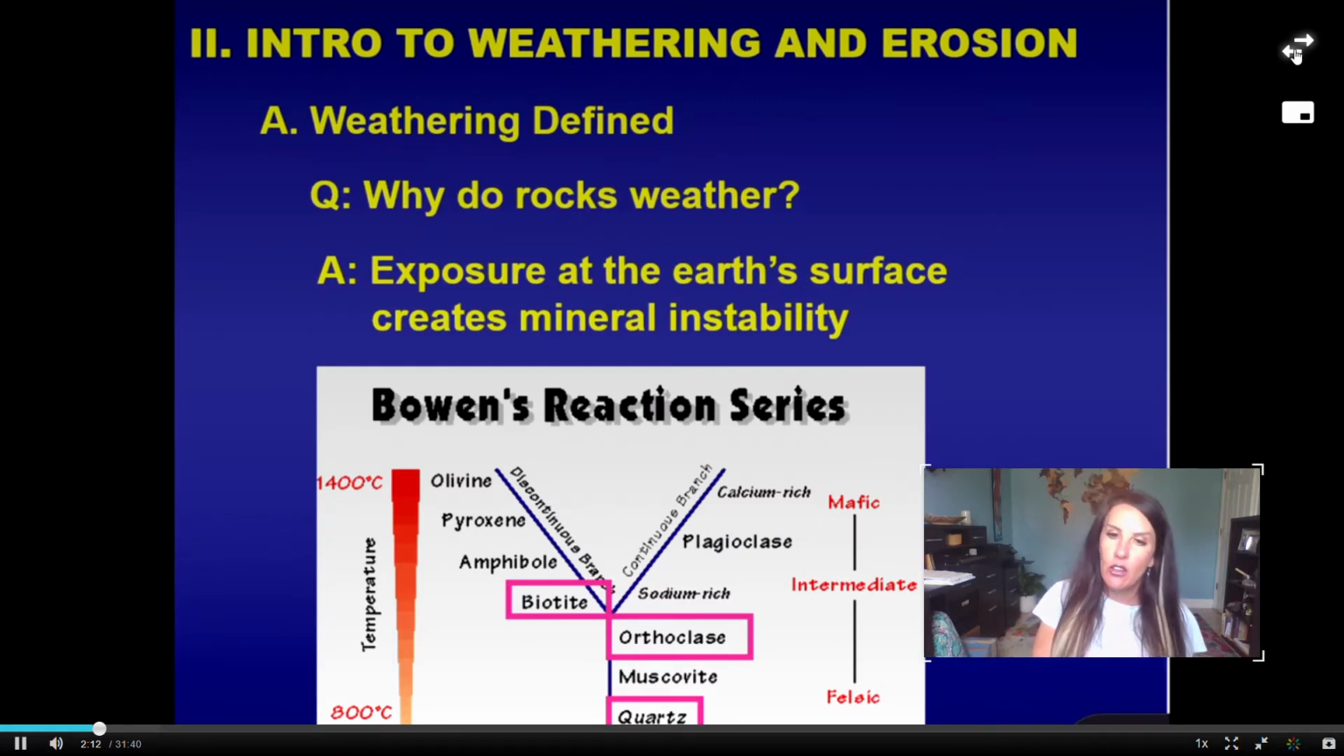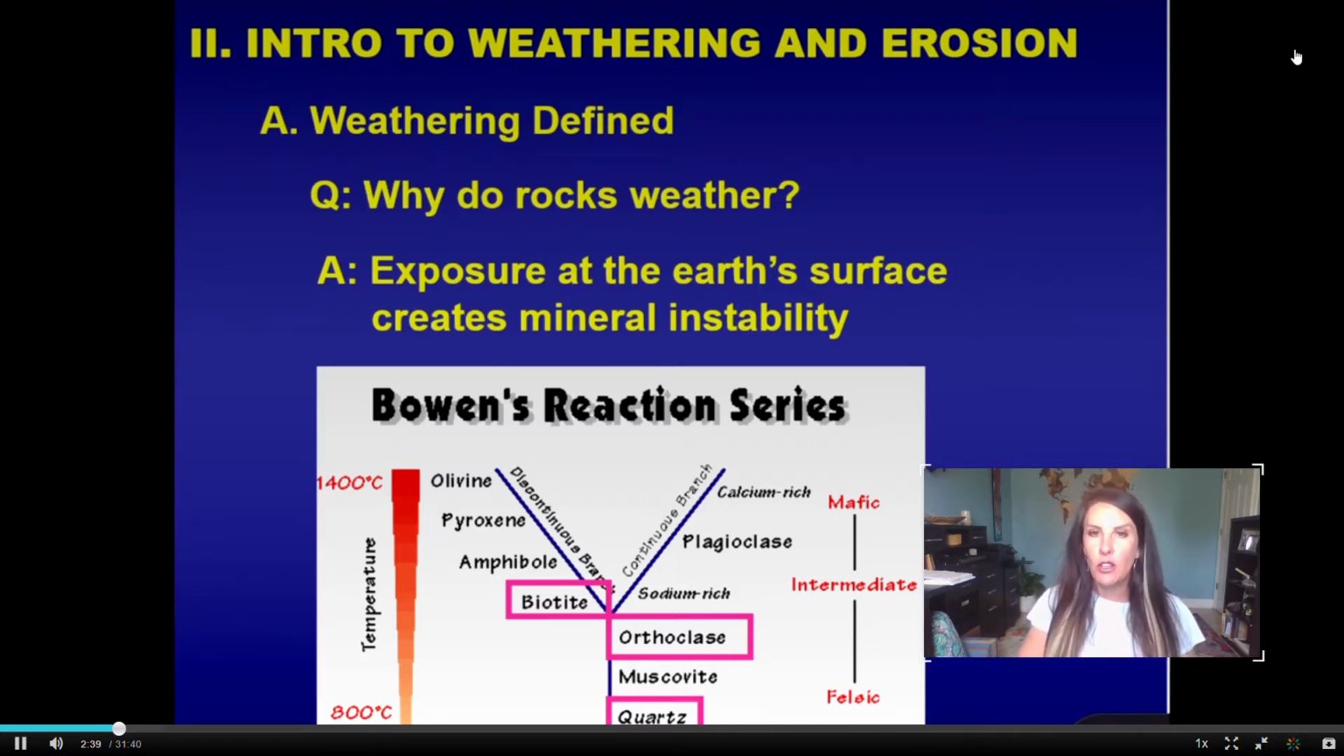So when we look at a body of granite, for example, we now understand that granite has three minerals: biotite, orthoclase or feldspar, and quartz. When we look at Bowen's reaction series, we see that they crystallize at different temperatures. Biotite crystallizes at 1100 degrees, orthoclase at 1000, and then quartz at about 800 degrees Celsius. So we can use Bowen's reaction series to also describe patterns of instability at the Earth's surface. When we look at the crystallization process of minerals, we can also look at how they would be destructive.